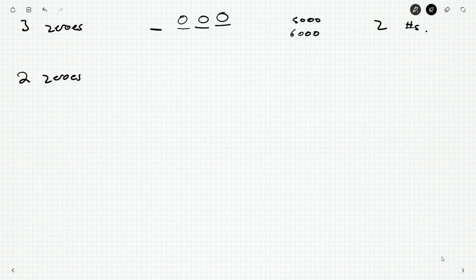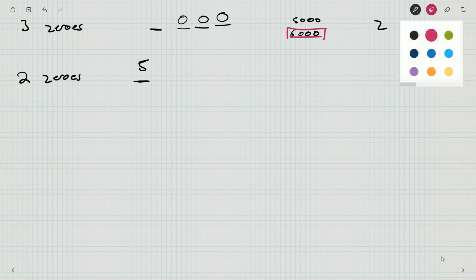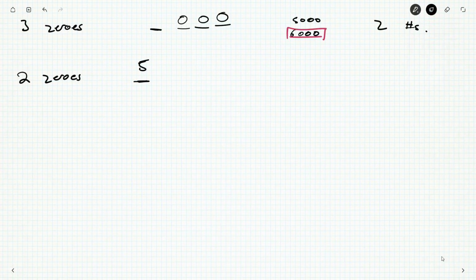Now, for 2 zeros, again, I either have a 5 or a 6. Well, it'll never be a 6 anymore. It'll have to be a 5. Why? Well, if it were a 6 and n is less than or equal to 6,000, then we have to be looking at 6,000, but we've already dealt with that one right here. We've already counted 6,000. So we know every number from now on is going to start with a 5.